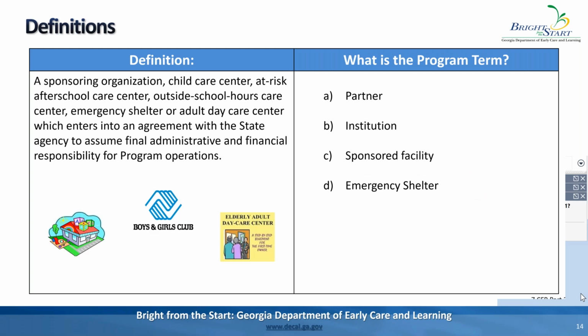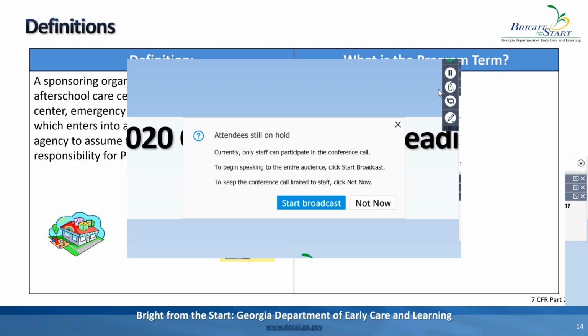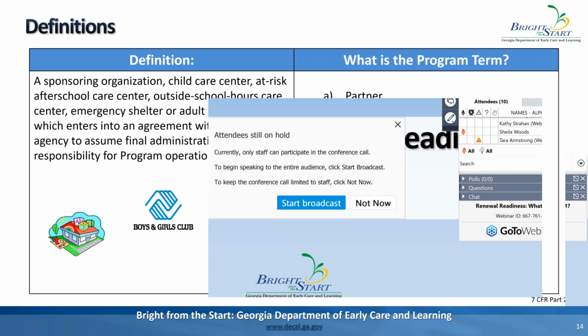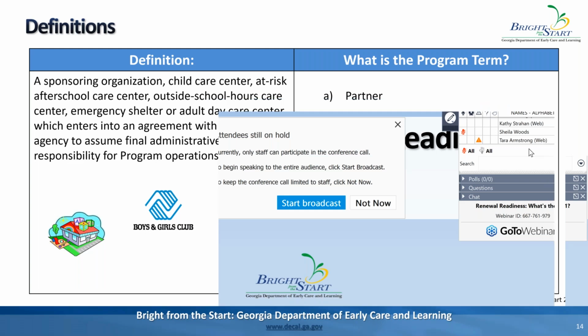A sponsoring organization, child care center, at-risk after-school care center, outside school hours care center, emergency shelter, or adult daycare center, which enters into an agreement with the state agency to assume final administrative and financial responsibility for program operation. Is it A, partner, B, institution, C, sponsor facility, or D, emergency shelter? It is an institution.